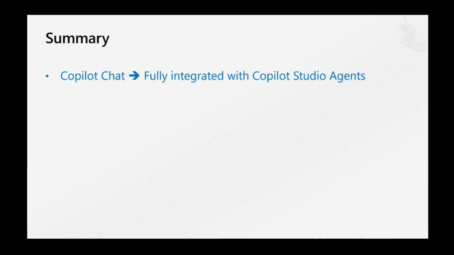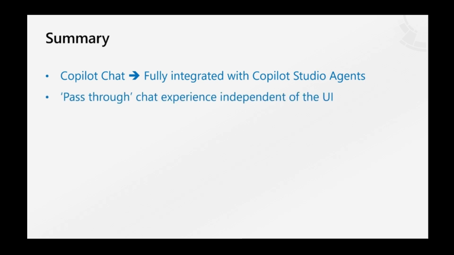Okay, at the end, a short summary. So what have we seen? Well, we saw that we have Copilot Chat available, and the integration of Copilot Studio agents in Copilot Chat allows us to use these agents everywhere. So no matter whether you are in OneNote, if you are in Excel, Word, if you prefer Teams, you can always make use of Copilot Studio agents. And this is through this so-called pass-through chat experience that I tried to explain and demonstrate.